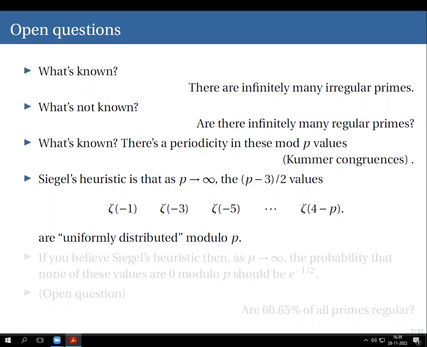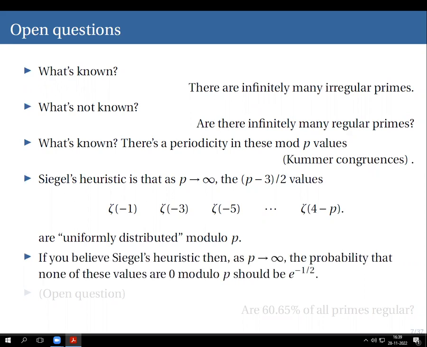But then you have these (p-3)/2 values mod p. And this naive heuristic that Siegel came up with is that these (p-3)/2 values are uniformly distributed. Okay, just a heuristic. So if you believe Siegel's heuristic, there are (p-3)/2 of these values.